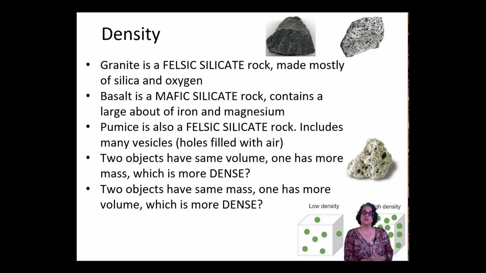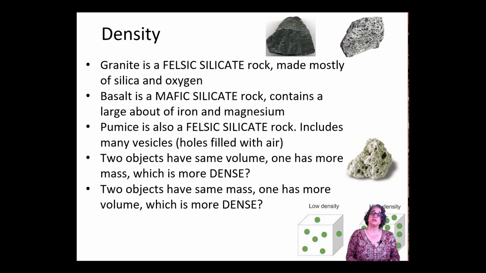You might also look at rocks that have different properties, like pumice, which is a felsic silicate rock, like granite. You'd expect it to have a similar density, except that it has a number of vesicles in it, or little holes. So within these holes, you actually have air. So the overall volume of the rock actually contains quite a bit of air, which causes the rock itself to have an average density that's much less than that of other silicate rocks.